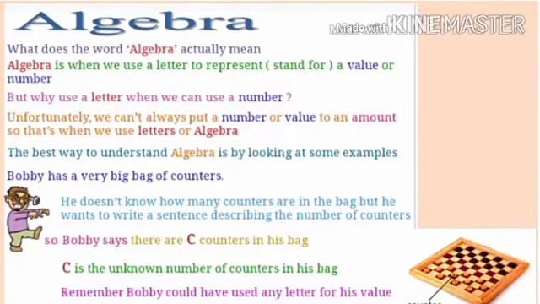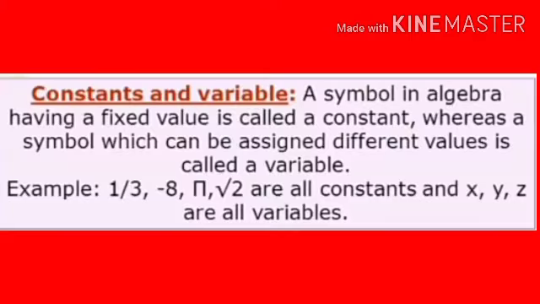Algebra is when we use a letter to represent, stand for a value or a number. Now let us see the definition of variables and constant. A variable takes different values which is represented by x, y, z, etc. And constants has numerical values such as 31, minus 7, 2, etc.